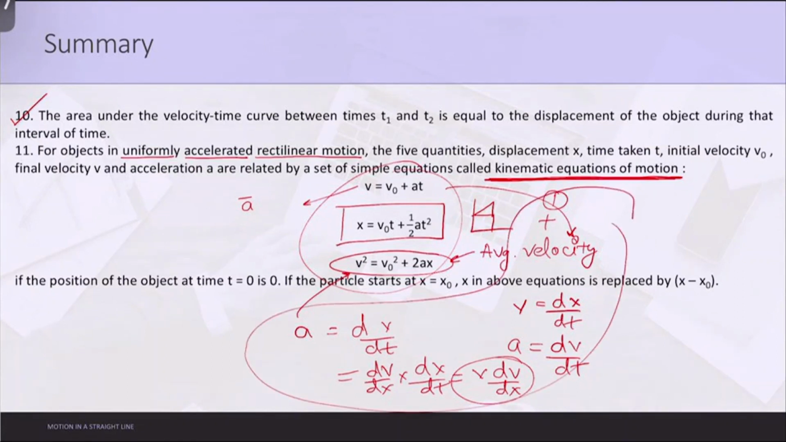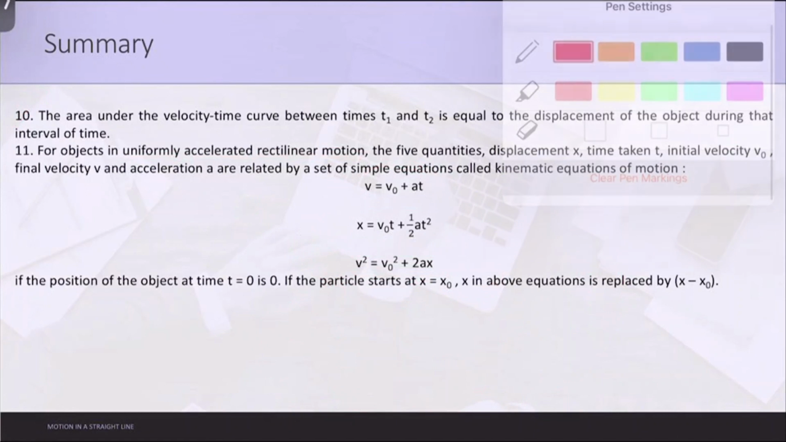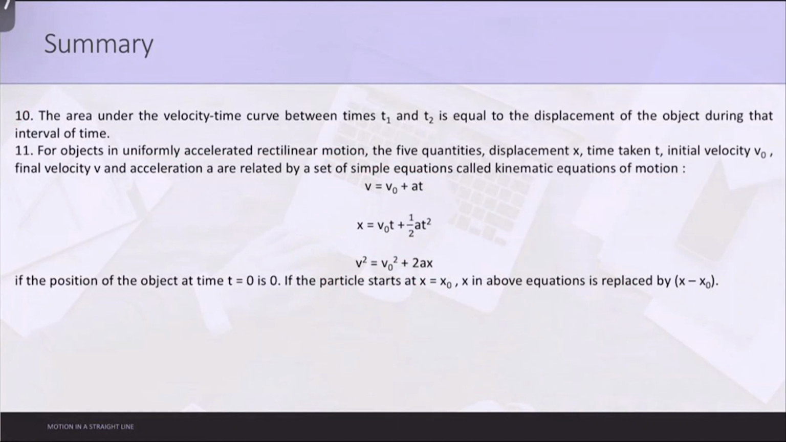You can do this by the graphical plus numerical method also. So just try to practice this and revise all these concepts, because these things can come in the exams. That being said, also remember these formulas, because these formulas are very important.